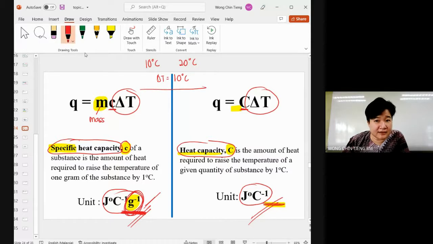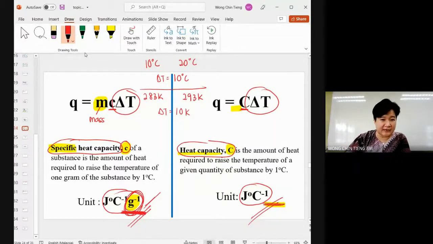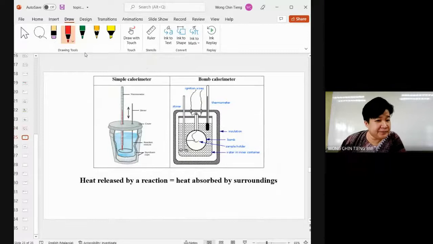Saya guna 10 jadikan dia Kelvin. 273 akan jadi 283 Kelvin. Over here 293 Kelvin. Betul? Alright, tolak sayang. Tolak dapat berapa? Delta T dapat berapa? 10 Kelvin. Nampak sama? So kita kisah tak? Untuk first time ever, unit kita tak kisah kat delta T. Okay? Alright. So, kalau tak kisah, kita move on sikit.